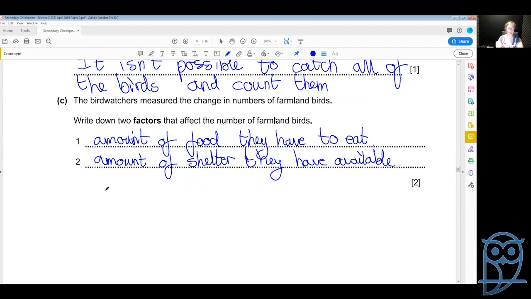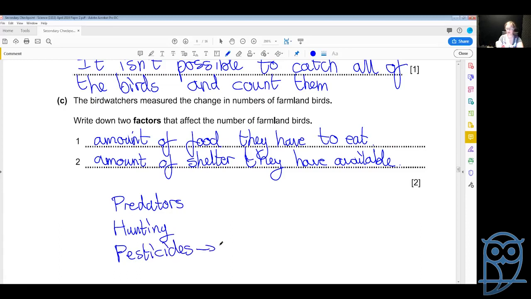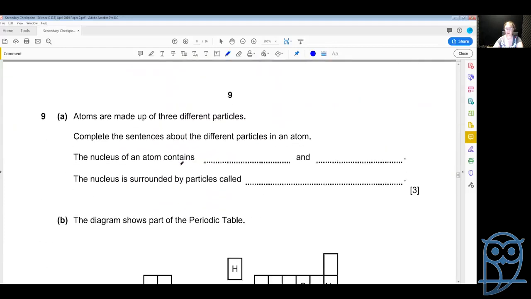other ones that we can list here is the amount of predators hunting the birds, pesticides. This could affect the food they eat, which then affects the amount of birds. So these could all be factors. They just ask you to list 2. Any 2 will do, as long as they make sense.